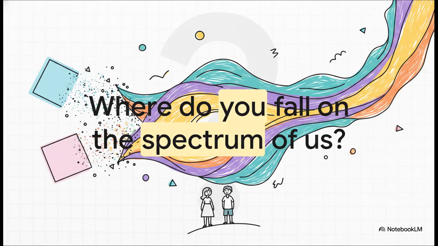When we finally strip away those rigid cultural stereotypes and look closely at the biological, psychological, and sociological facts we've explored today, we don't find two isolated, completely separate boxes. No. What we find is a rich, beautifully overlapping human spectrum, and that invites every single one of us to ask ourselves this final question: where do you fall on the spectrum of us?